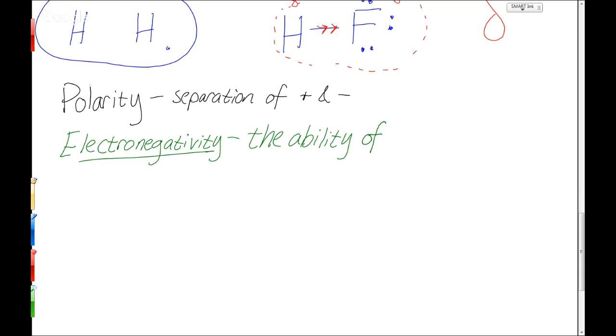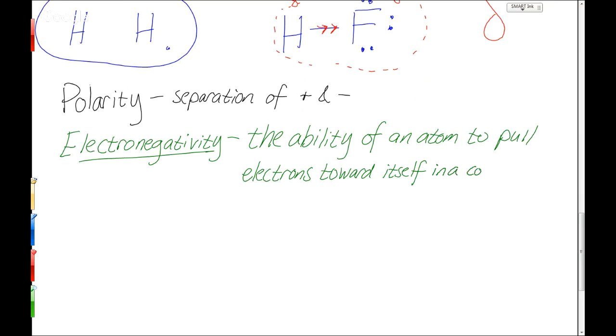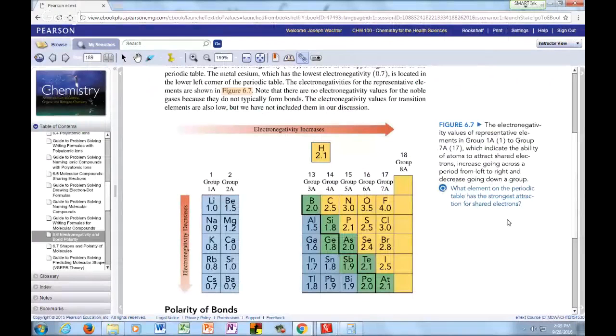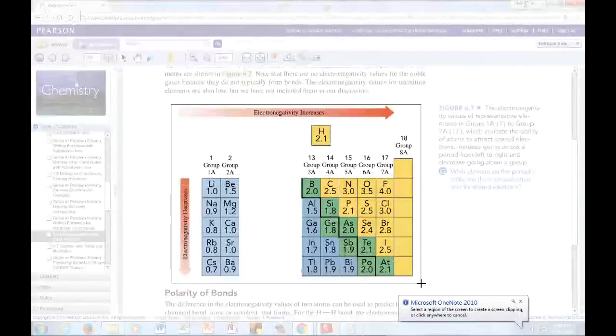the ability of an atom to pull electrons toward itself in a covalent bond. So not just any electrons in the world are going to get attracted to this thing, but when it makes a bond, the electrons in that bond are more attracted to something with a higher electronegativity. The book has a table of these, so we'll just steal it for our notes.